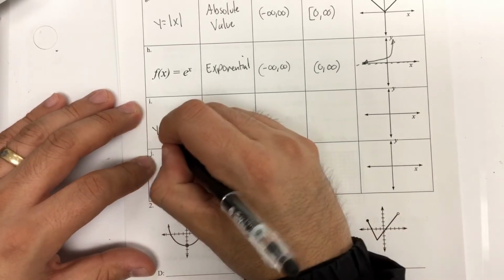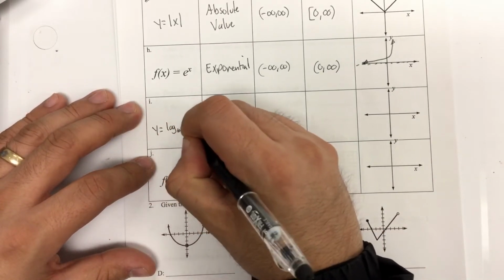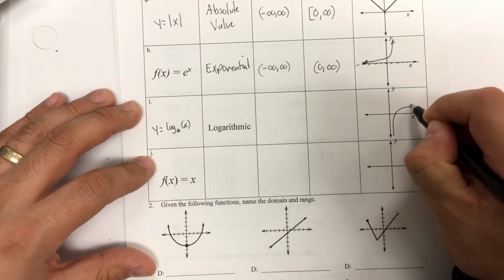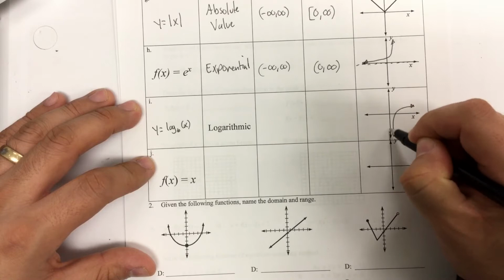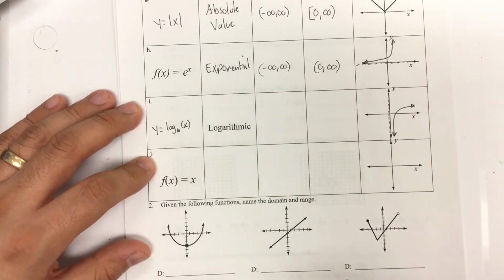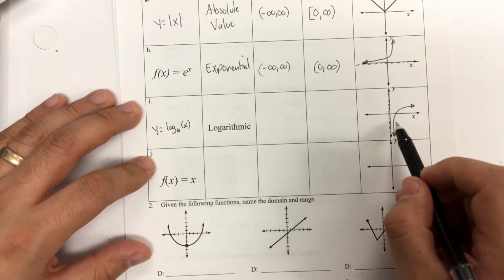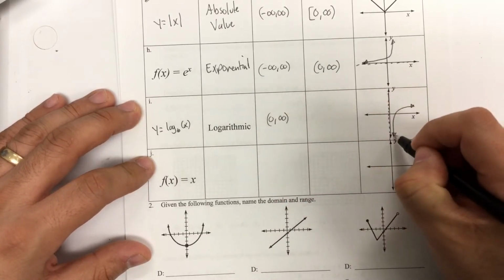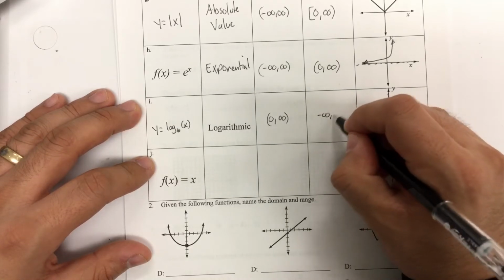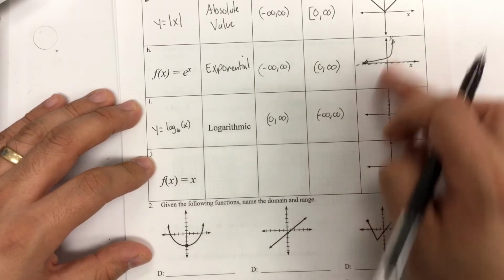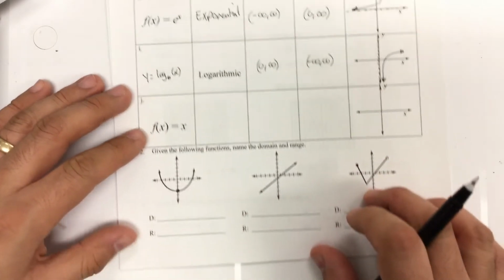Logarithmic, y equals log base b of x. That's like an upside down L, and we do have an asymptote at the y-axis. So the domain is going to be 0 to infinity, 0 not included. The range is going to be all real numbers. So notice these are inverses because they're flipped around. They're reflected across the line y equals x.